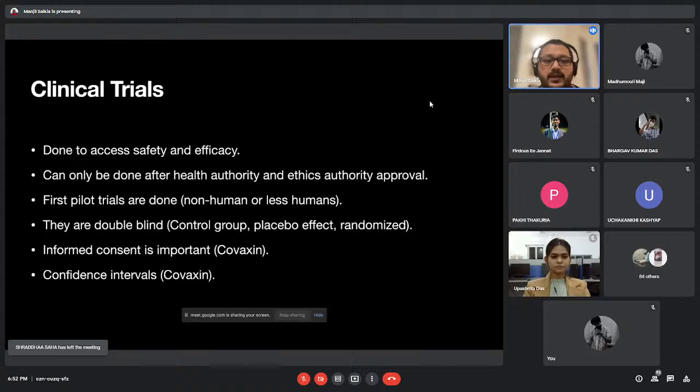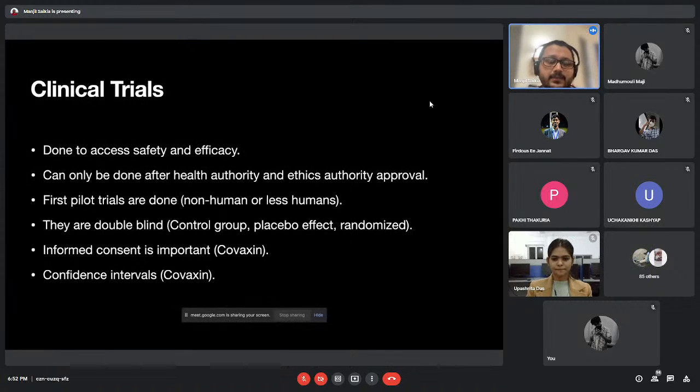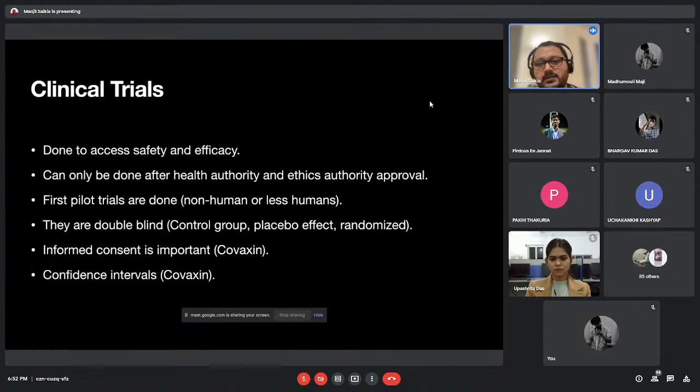Why homeopathy and other alternative medicine fail to be science is because of the concept of clinical trials. These clinical trials are done for any modern medicine that you are taking. They have been done, assessed, and verified by experts. Clinical trials are done to assess the safety and efficacy of the drug or the vaccine which has been manufactured. This can only be done after health authority and ethics authority approval. You cannot claim that you have a new drug and start your clinical trial without informing anybody else. It's also mandatory to state the purpose of your clinical trial.